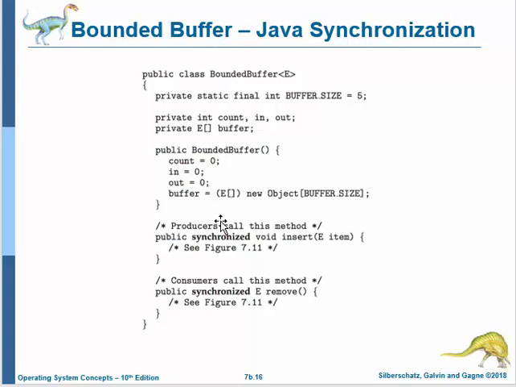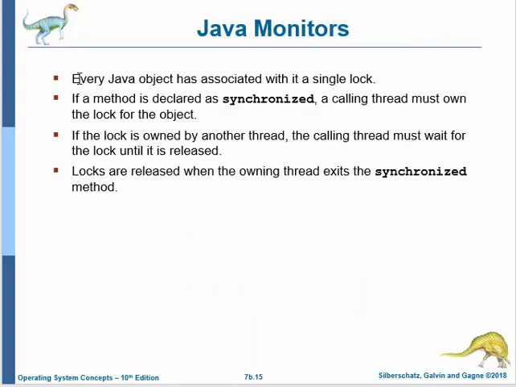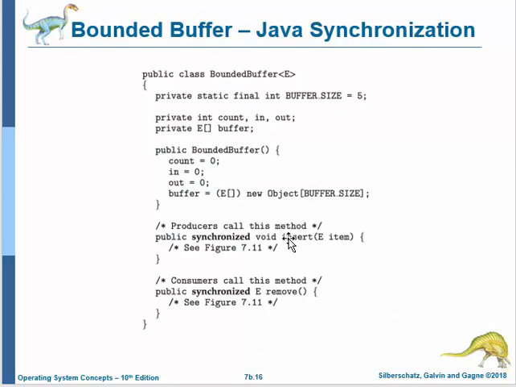This implements a solution to the bounded buffer problem wherein the producer and the consumer invoke the insert and remove methods respectively. And every object in Java has associated with it a single lock, as it was described here. When a method is declared to be synchronized, calling the method requires owning the lock for the object. And we declare a synchronized method by placing the synchronized keyword in the method, such as within the insert and remove methods in the bounded buffer class.